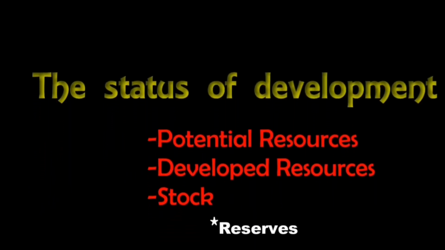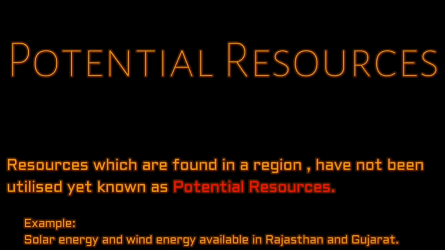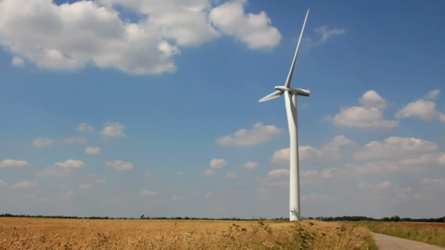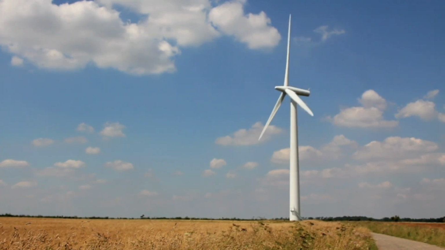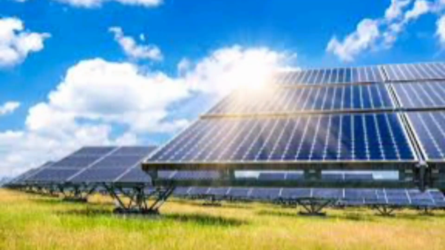Finally, on the basis of the status of development, resources can be divided into potential, developed, stock, and reserves. Potential resources are the resources which are found in a region but have not been utilized. Example: Rajasthan and Gujarat have enormous potential for the development of wind and solar energy, but so far these have not been developed properly.